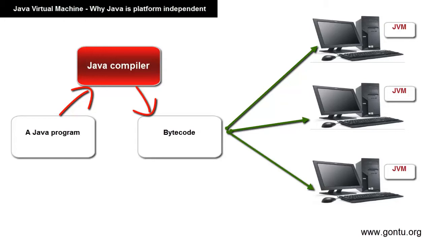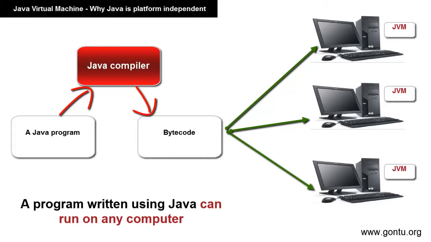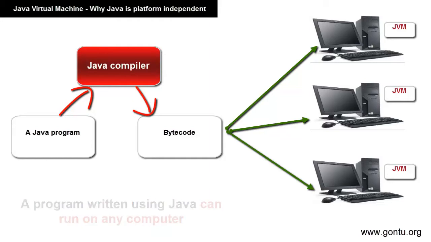So can I say now that the program written using a Java programming language runs on any computer? That is, Java is a platform independent language, and the reason why it is able to run on any computer is a JVM program. Let me reiterate what we just learned.